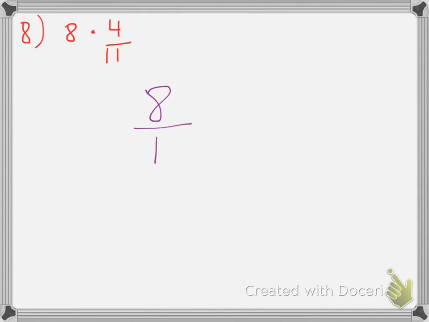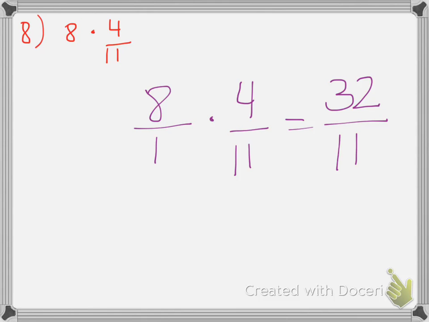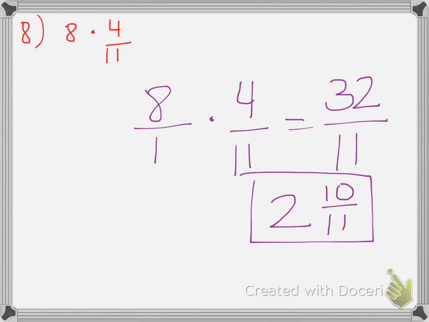Alright, if you set this up correctly, it would look like this. I'm going to check to see if I can cross-simplify. Nope, not there, and not there. So, multiply the tops, 32. Multiply the bottoms, 11. If you were to simplify this, 11 goes into 32 twice, and I believe there's 10 left over. So your final answer should be 2 and 10/11.